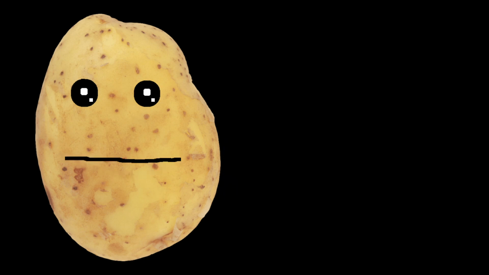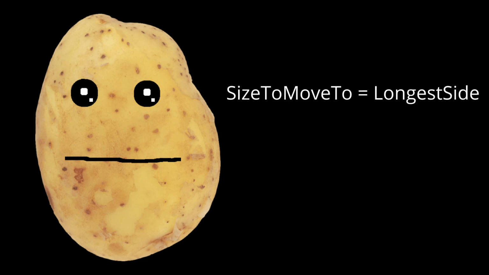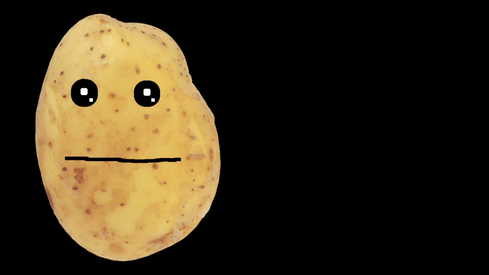Next up is size to move to, which was a lot more simple to make. First, I set size to move to the longest side of the triangle, and that's it, we're done. Finally, we need to label the triangle. It took me a while to get familiar with Unity's Text Mesh Pro system, but I figured it out.